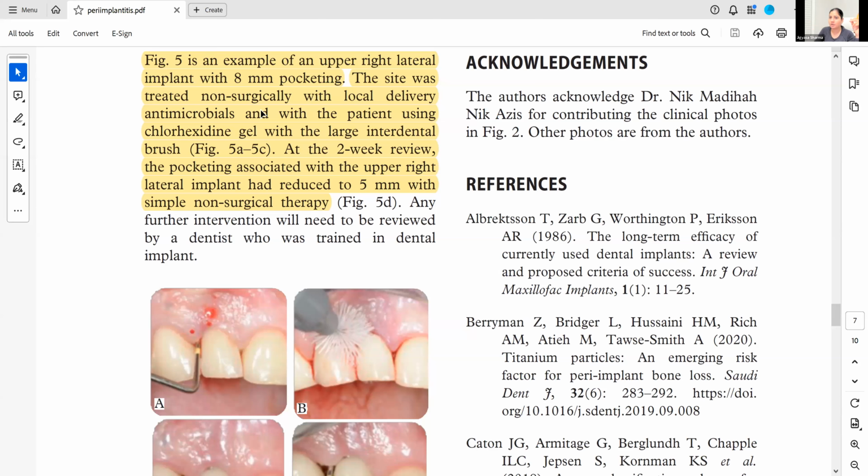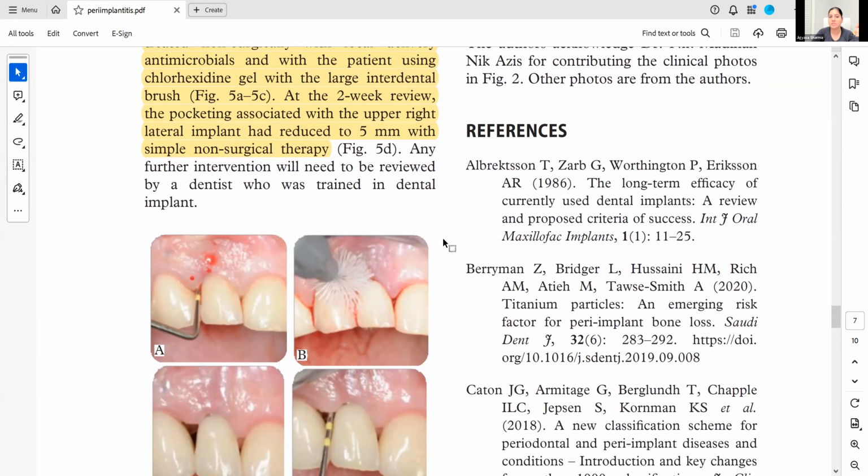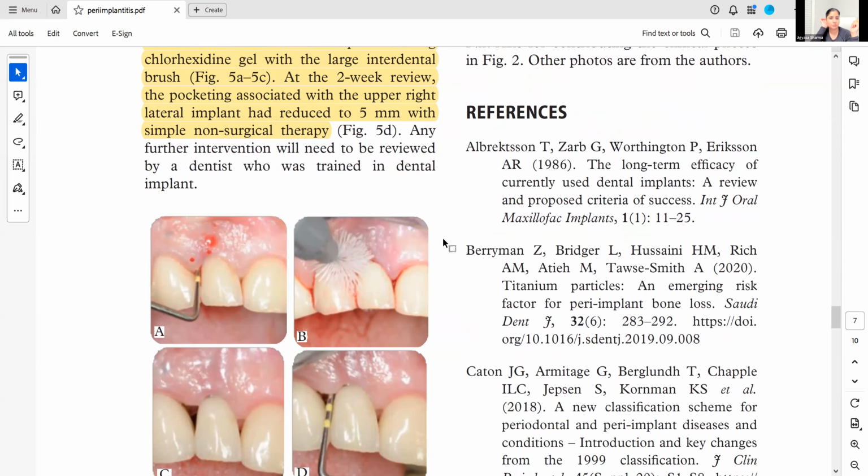So any situation you're given, any findings you're given, whether in your clinics or in your exams, whatever the values of the pockets and the bone loss, you just have to mentally calculate where the patient would lie, and then simply apply the protocol and you land the correct management, right? You use the non-surgical management, but because the pocket was more than 5 mm, you administered the antimicrobials. Here you use the local delivery ones, and the patient was also using chlorhexidine gel with the large interdental brush.